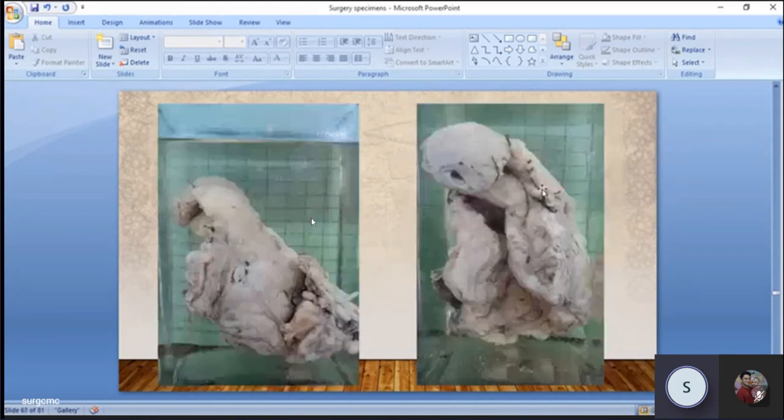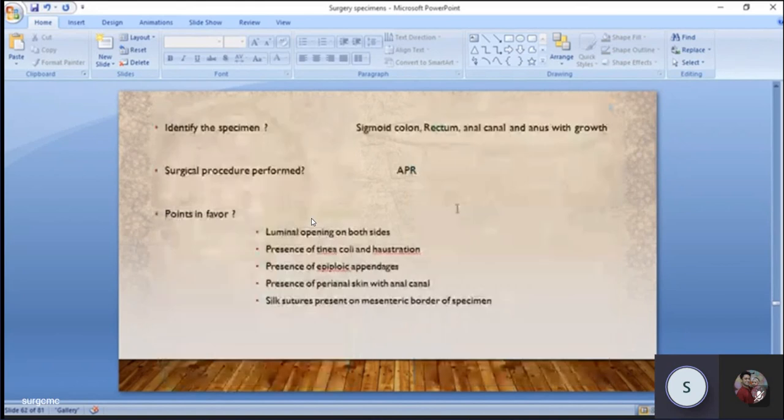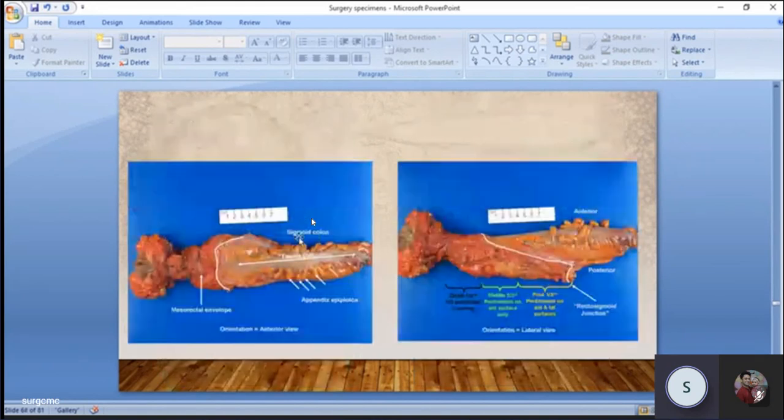Now you can see here, this is the silk on the mesenteric border, and this mesenteric border is usually present on the sigmoid colon. In the rectum, you cannot see the mesenteric part. I can explain it better over here. So this is the sigmoid colon part, then this is the rectum.